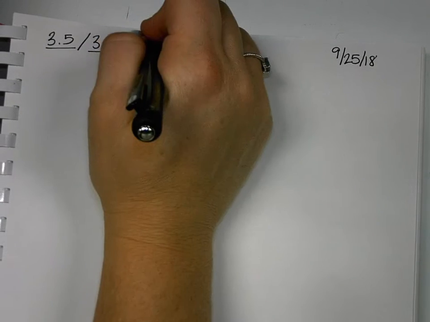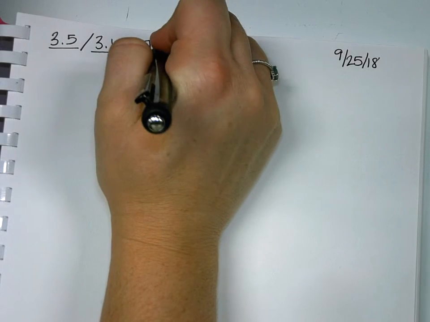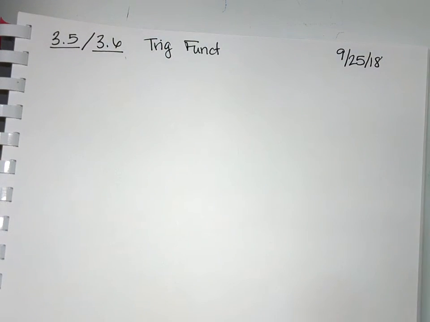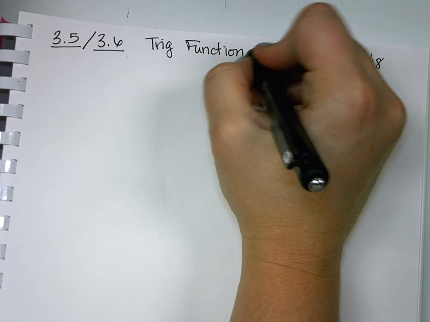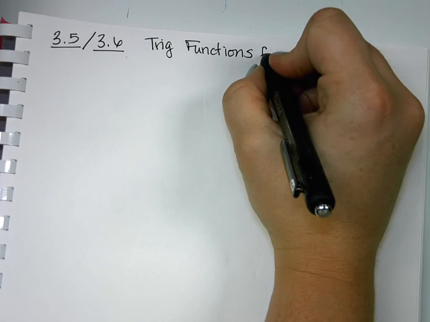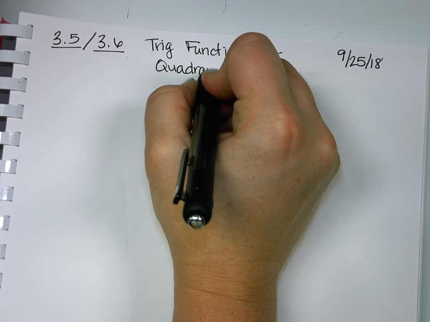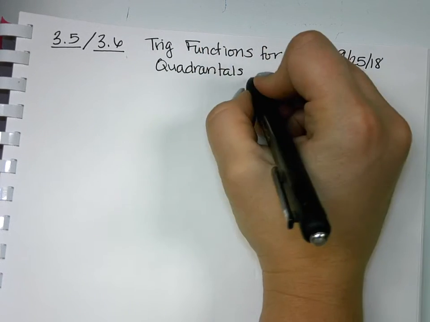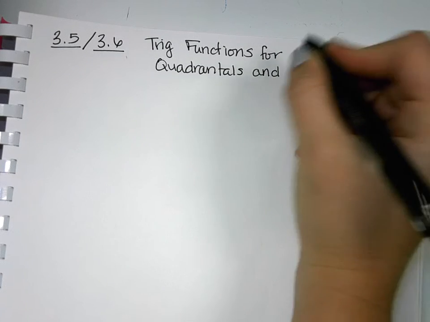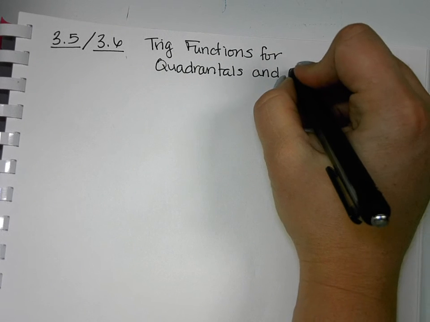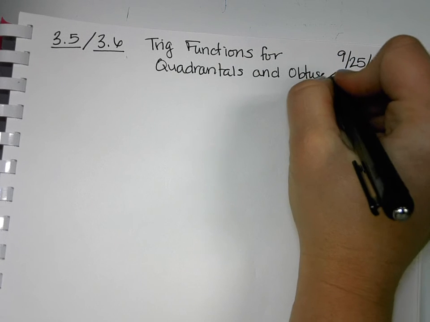Alright, so for 3.5 and 3.6, we're actually going to do these together. These are continuing our trig functions, but for beyond the first quadrant, as well as quadrantals.